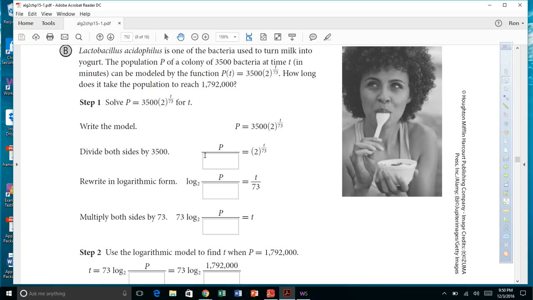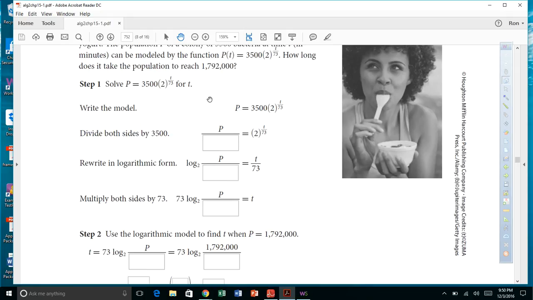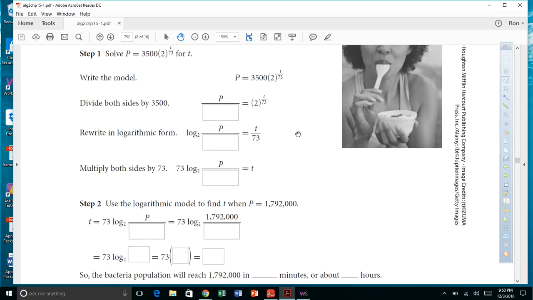All right. This bacteria here is used to turn milk into yogurt. The population P of a colony of 3,500 bacteria at time t in minutes can be modeled by the function P of t equals 3,500 times 2 to the t over 73 power. How long does it take the population to reach 1,792,000?